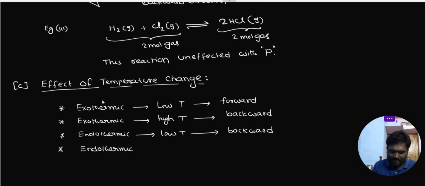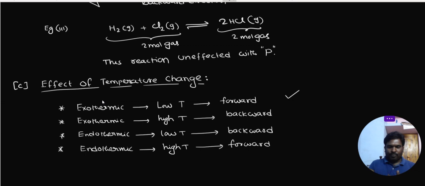Endothermic, endothermic, high temperature, forward. So these are very important conditions, but if you remember the first condition, the remaining three we can easily write. Exothermic low temperature forward. If you remember this one, the remaining three you can easily write. Exothermic high temperature backward. Now low temperature endothermic backward, high temperature endothermic forward.